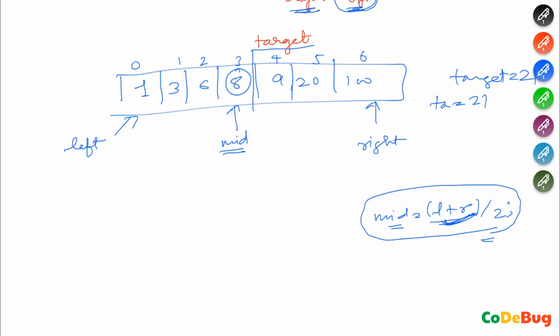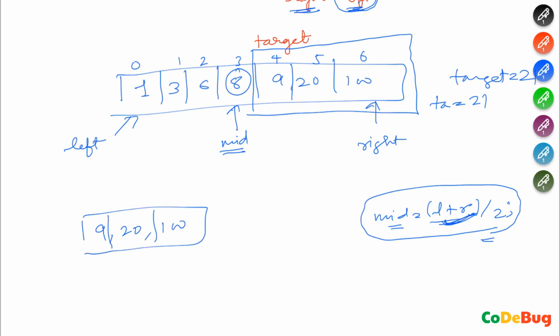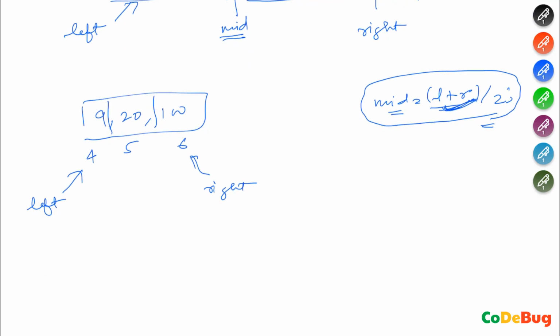So we will take this portion of the array and search in here whether our 21 target is there or not. In this case, my left will become 4, right is still 6, right? So let's mark our positions. Left is 4, right is 6, and then my mid will become 5. Now my target was 21, so at mid, the target is greater than mid. So we have to look in this portion of the array.